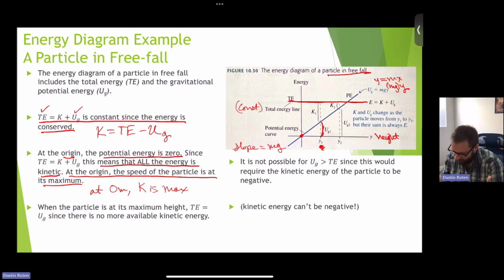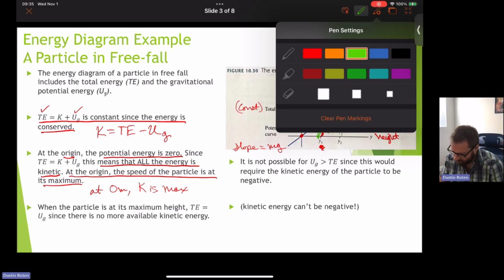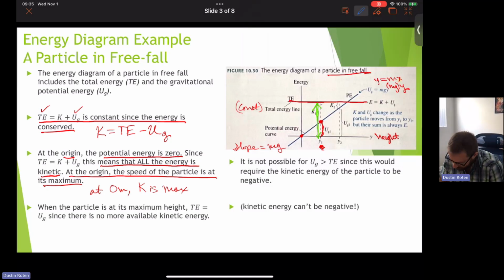We can calculate that by taking the total energy and subtracting out U. Okay, so let's do that. We can take the total energy. Now we're going to subtract out U, which is the red here, the gravitational potential energy, and look at what we're left with. We're left with the blue, and that's actually the kinetic energy.